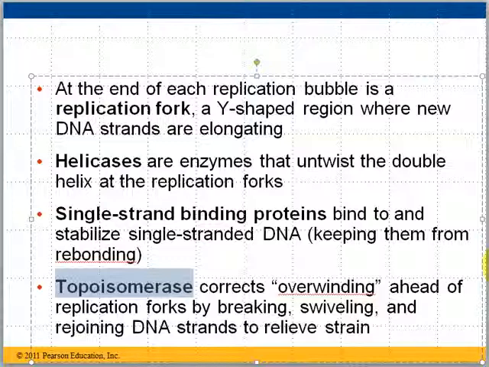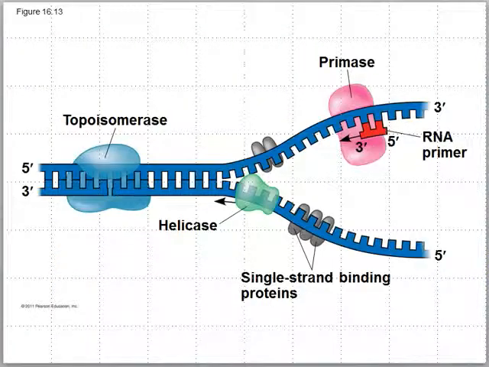So let's take a look at these vocabulary words along with a picture, and that'll help us put them in our memory a little bit better. Here we have the DNA molecule, and in this case it's already been unwound, so they're not showing it wound. Here we have the enzyme helicase. Helicase is the one doing the unwinding or untwisting of the double helix, right there at the replication fork.